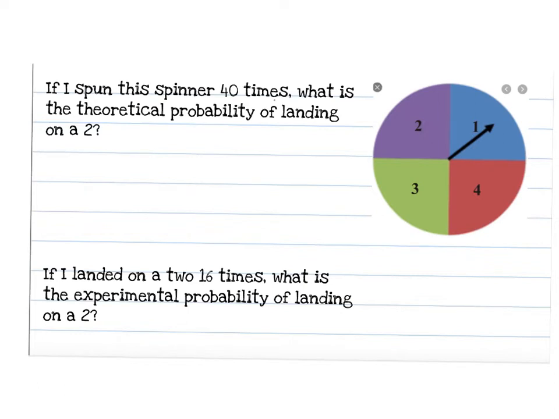So if I spun it 40 times, what is the theoretical probability of landing on a 2? So I can see that there's 4 equal spots on the spinner, which means that the probability of landing on a 2 is 1/4. So then we know that 1/4 of the time should be landed on a 2. So 1/4 of 40 is the same as 1/4 times 40.